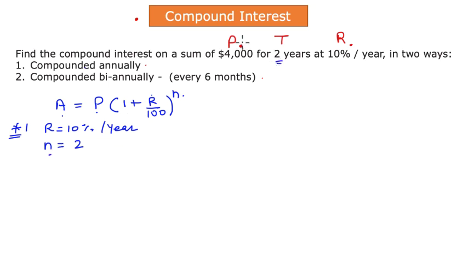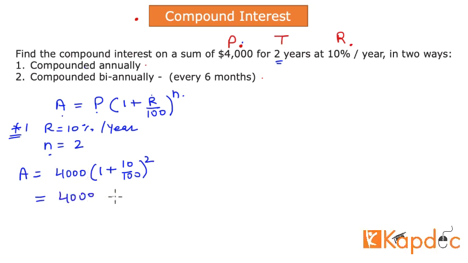Now we already know the value of P, so let's calculate the A. The amount paid back at the end of 2 years will be 4,000, which is the principal, times (1 plus 10 over 100) to the power 2. Correct? And as we solve it with simple math, this becomes 4,000 times 1.1 to the power 2, and this will be $4,840. This is the total amount paid back after 2 years.